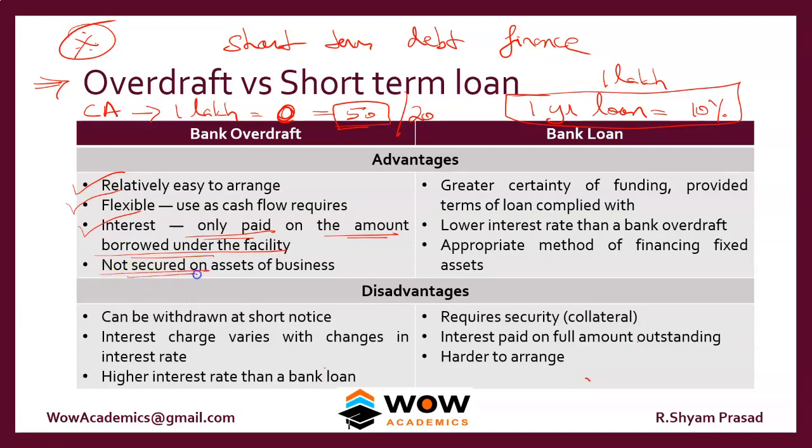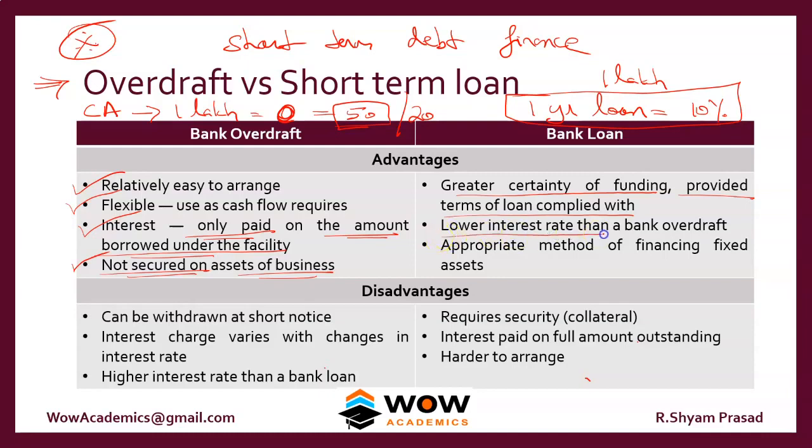It is not secured on the assets of the business. So a bank overdraft is given on the basis of the goodwill of the person or the company. These are the advantages of a bank overdraft. Now we look at the bank loan. There is greater certainty of funding provided the terms of the loan are complied with. Once you have complied with the procedures, you are going to get 1 lakh in your hand.